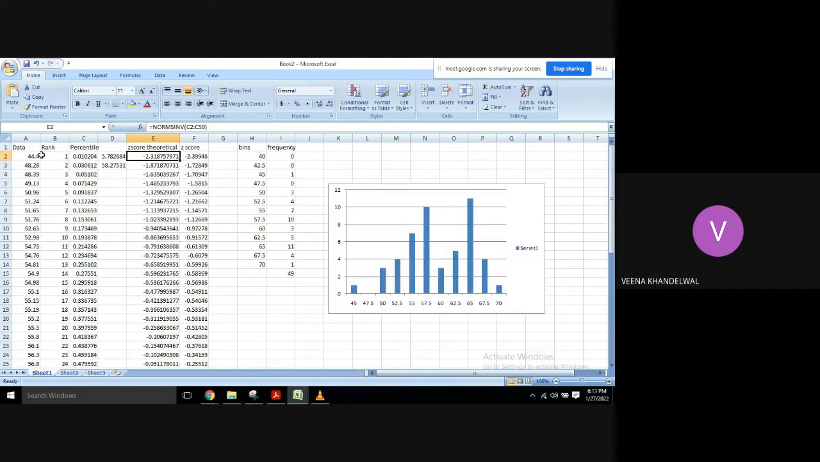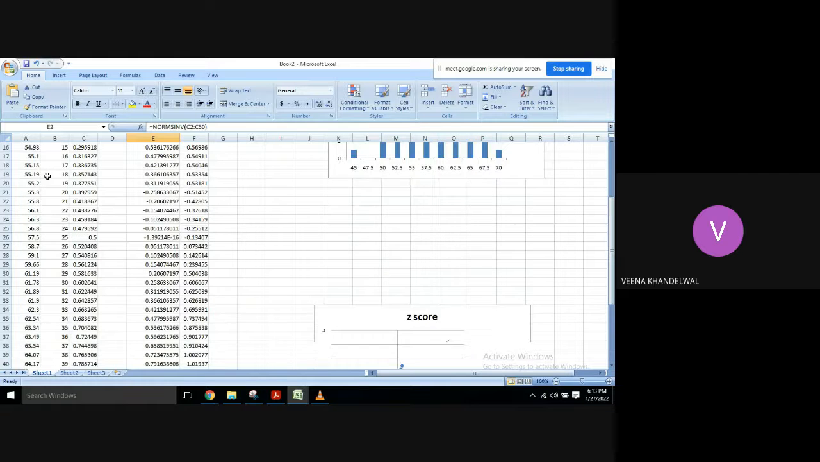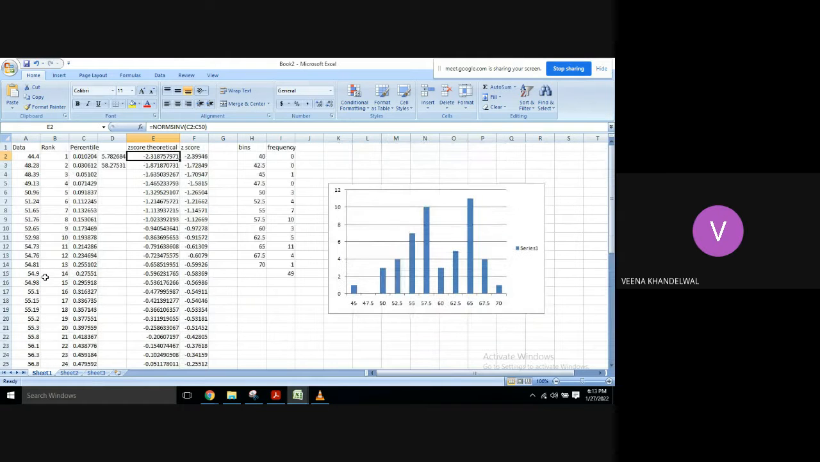So here you can see the data. This data is 44, 48, 49, 50, 51. As you can see, we have once again arranged the data in increasing order, and this increasing order is signified by the attribute rank. So there are around 49 data values which are arranged in increasing order.